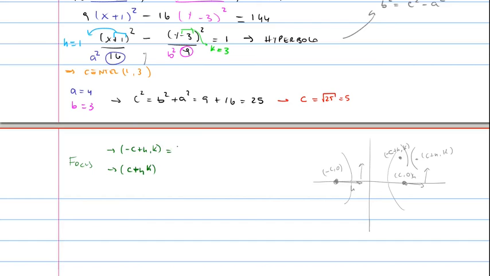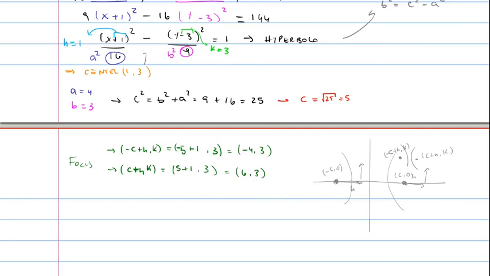This c is the square root of 25, which is 5. So c plus h, so plus 1, and k is 3. C plus h, this was negative 5, this would be 5 plus 1, 3. So the two focus points are minus 4, 3, and 6, 3.